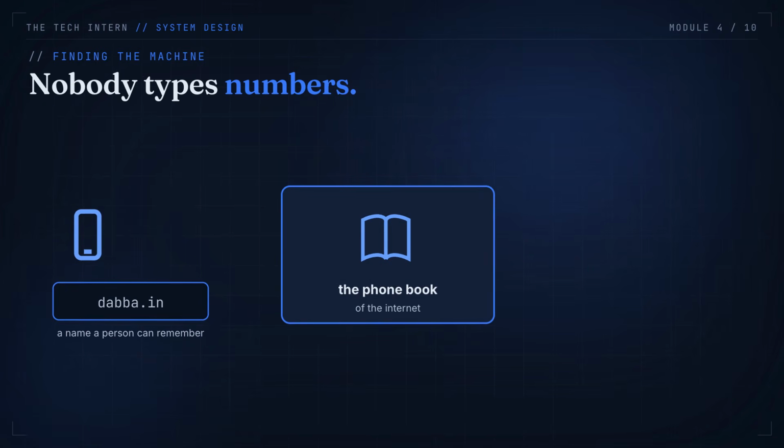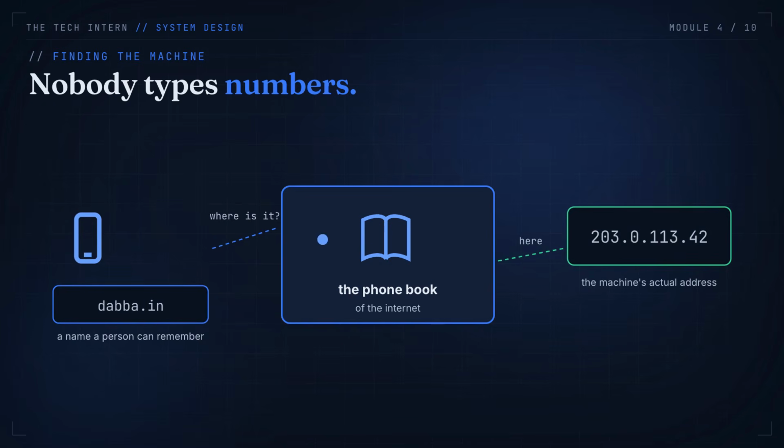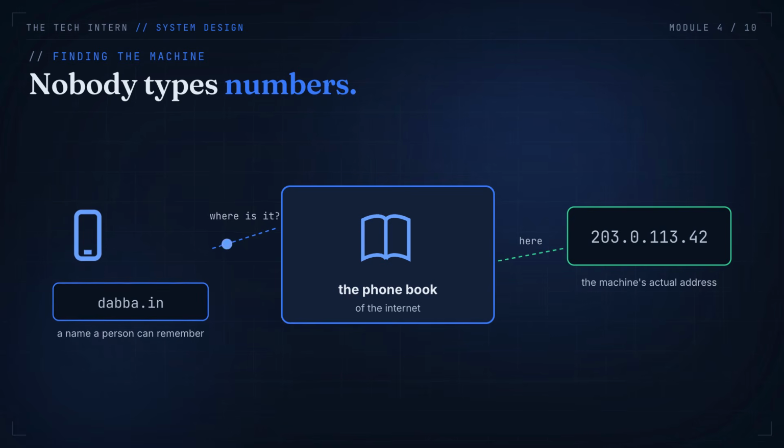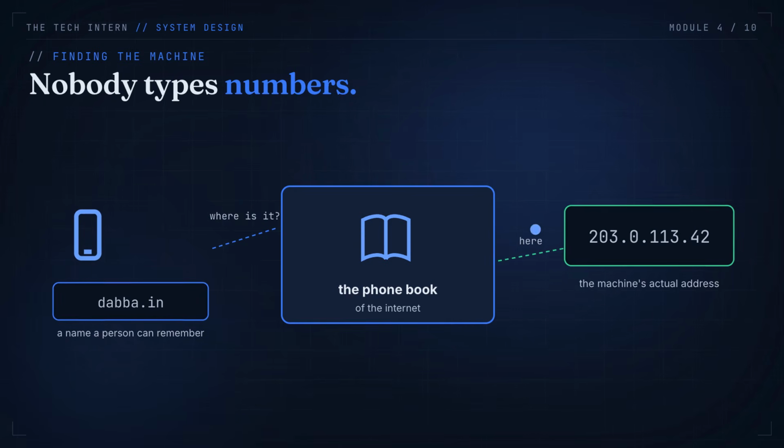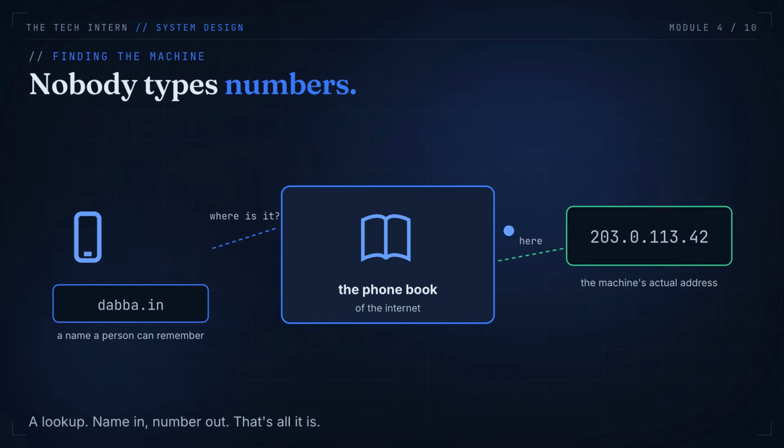And the easiest way to think about it is the internet's phone book. The phone asks, "Where is Dabba.in?" and DNS answers with the address. Now the phone knows exactly which machine to talk to. And this is worth pausing on for 1 second. Because it's the bit people find magical and it isn't. DNS is just a lookup. Name in, number out. That's all.